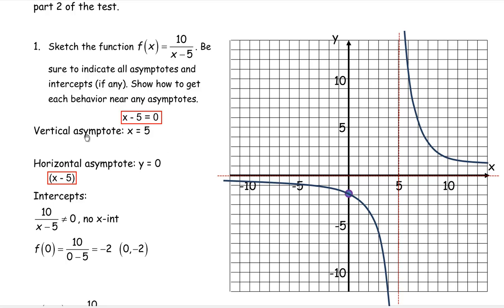So first of all, I'm going to find the vertical asymptote. I would set the x minus 5 factor in the denominator equal to 0 and solve for x. If we add 5 to both sides of that, we get x equals 5. And so there's the vertical asymptote, x equals 5. We'll get into the behavior in a little bit. The horizontal asymptote is y equals 0.